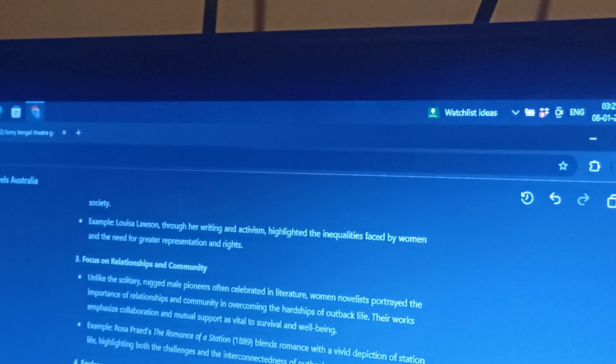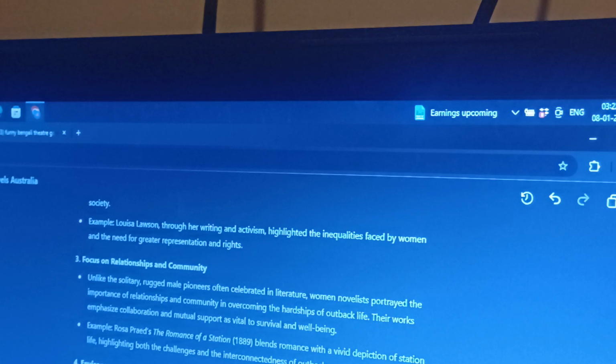Environmental and cultural sensitivity. Women writers often displayed a deep sensitivity to the natural environment and its impact on settlers' lives. Their works reflect an awareness of the beauty and harshness of the Australian landscape, as well as its cultural significance. Example: Barbara Baynton's Bush Studies portrays the harsh realities of bush life, particularly for women, with unflinching realism.